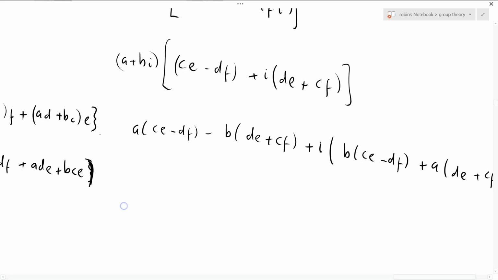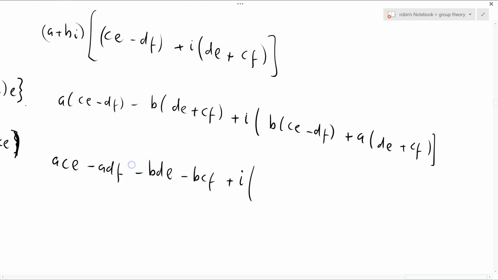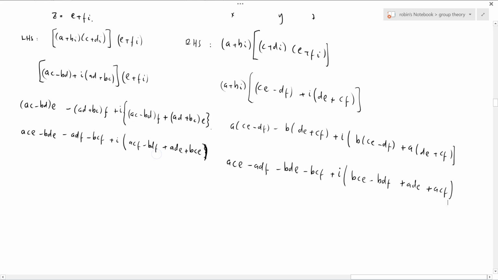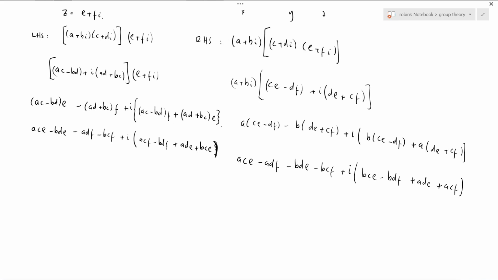So I'll just do a little bit of tidying up there. That's ACE minus ADF minus BDE, this term here, minus BCF, plus I times BCE minus minus BDF plus ADE plus ACF. And now, hopefully, if we've got everything right, we will see that everything cancels out in pairs. I'm going to use red for cancellation here.